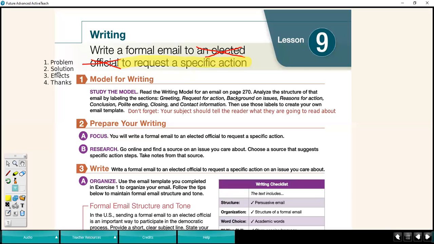And I'm going to come back to this one. You're going to also present the results or the effects of those solutions. And then you end your email with a paragraph of thanks.